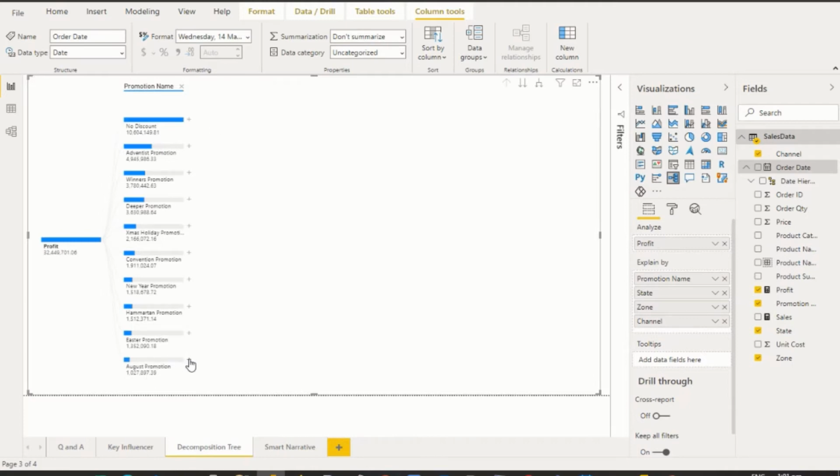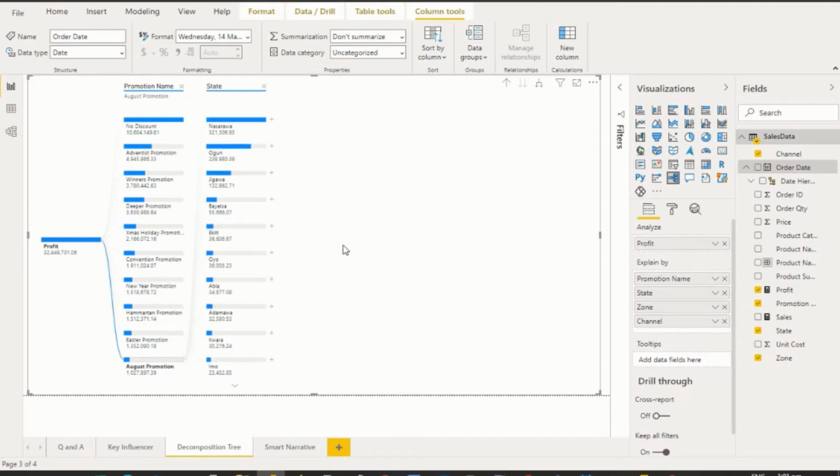Once I click on the plus in front of August promotion, can you break this down based on states? Let me see the way this promotion is performing, this very low one, across all my states. It's going to decompose it again into my next layer. Then I can easily advise my clients.